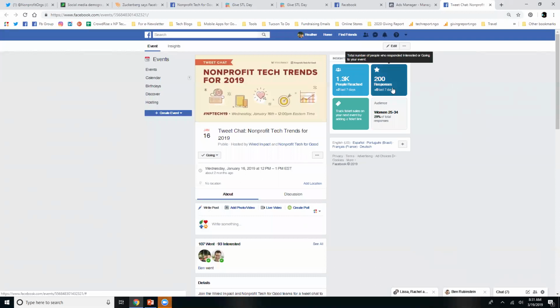Like people actually, when they say that the reach was 1.3 people, that didn't mean the post went all the way down in the news feed and that's counted as reached someone. It was actually prominently featured in the news feed because 1 out of 6 people actually RSVP'd for it.